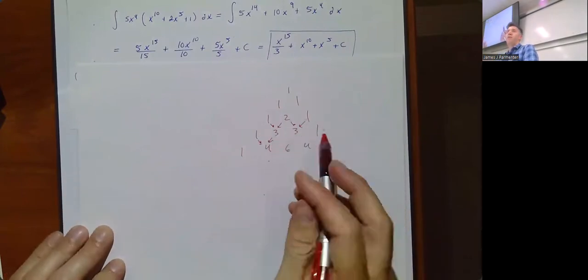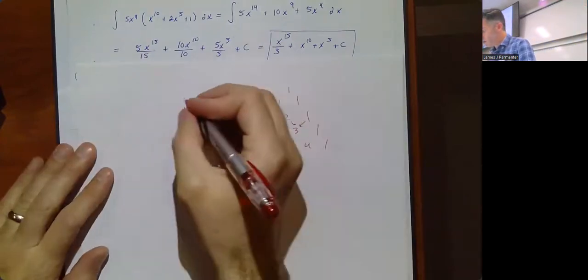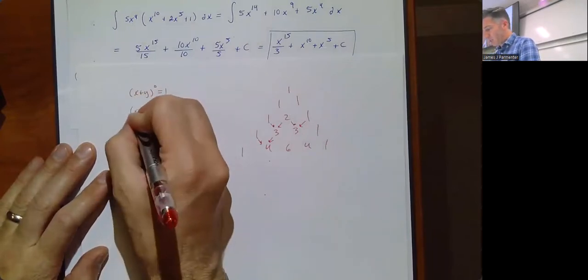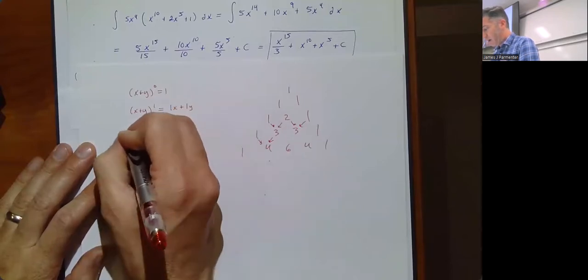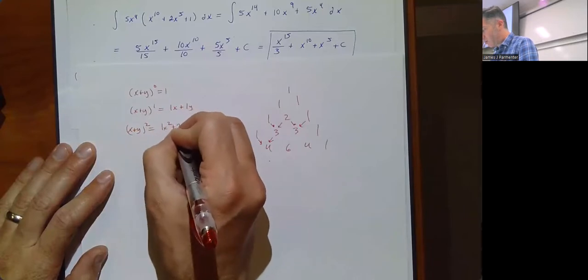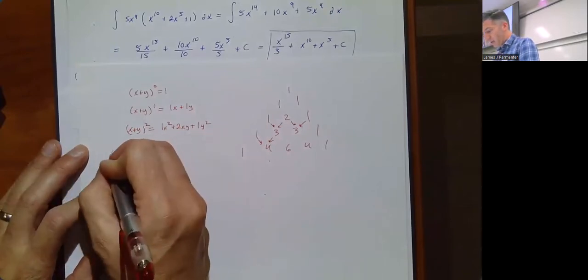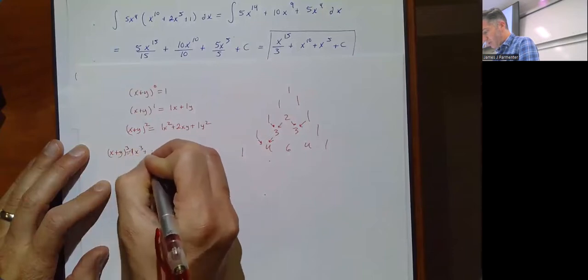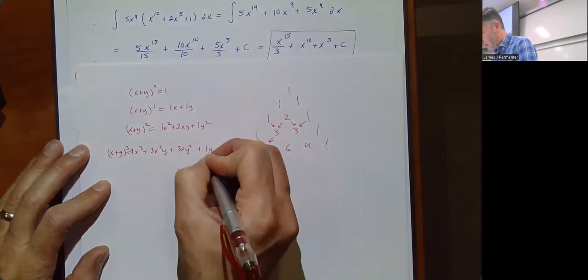These numbers give you the coefficients if you multiply out x plus y to a power. So for example, x plus y to the 0th is 1. And x plus y to the first is 1x plus 1y. And x plus y squared is 1x squared plus 2xy plus 1y squared. And x plus y cubed is 1x cubed plus 3x squared y plus 3xy squared plus 1y cubed.